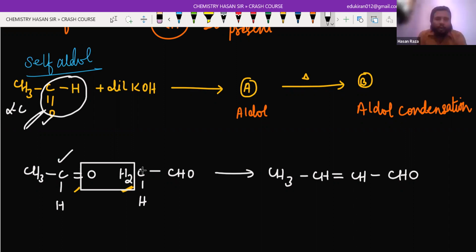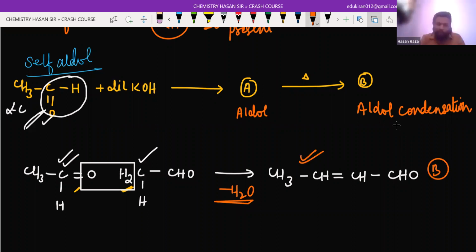What you need to do is very simple. Take 1 mole of ethanol and remove oxygen. Take another mole of ethanol, remove 2 alpha hydrogen, and connect the carbon from where you are removing oxygen with a double bond. Since you are removing water, this product is your B, which is aldol condensation. As I told you, by heating it, you will be removing water. So this product is B.